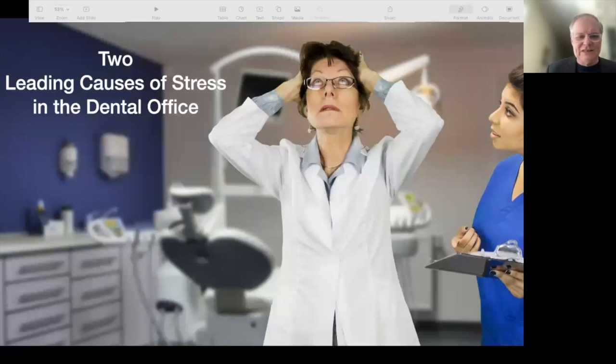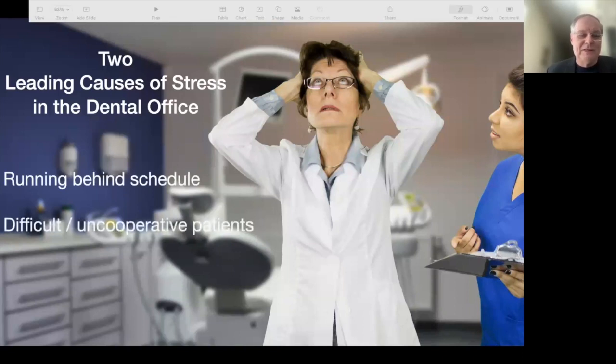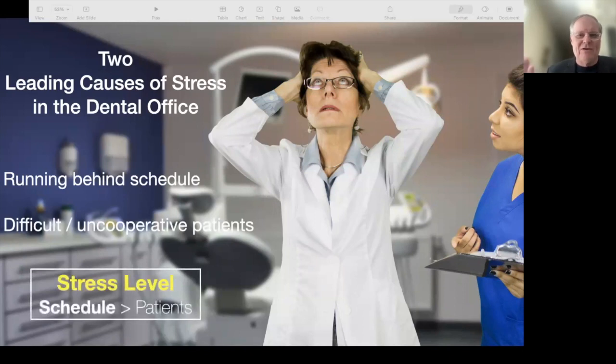So let's look at stress in the office. The two leading causes of stress that play on our mental health. The two from a study in England and also in the US say running behind schedule is more stressful than dealing with difficult or uncooperative patients. So the amount of stress level, by far, scheduling is the most stressful of all of the ones listed. Now, that's good news, because we can do something about that.